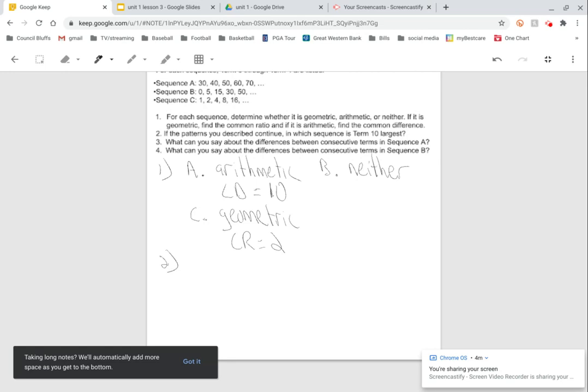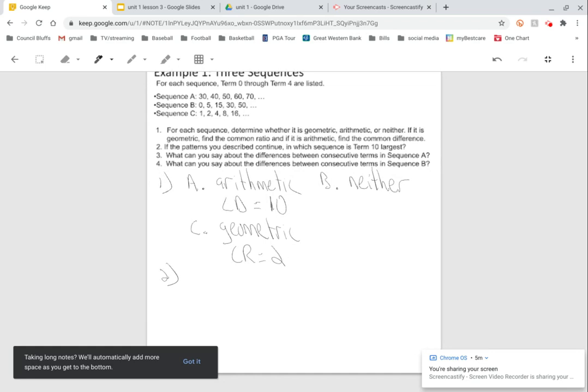If the patterns you described continue, in which sequence is term 10 the largest? So we have term 0 through term 4. Which one is term 10 the largest? Now, there's a couple ways you can do this. You could go through using brute force and find each term. So 30, 40, 50, 60, 70, 80, 90, and keep going until you get to term 10. Same with sequence B and sequence C.